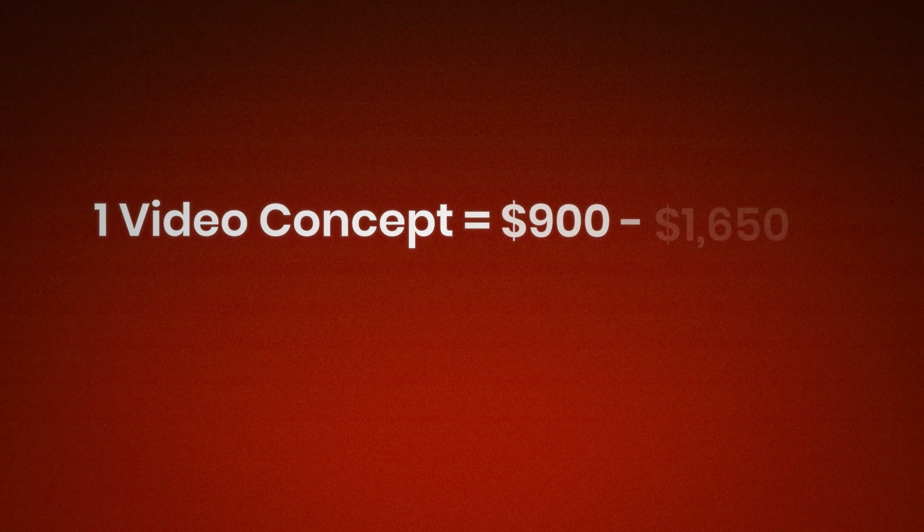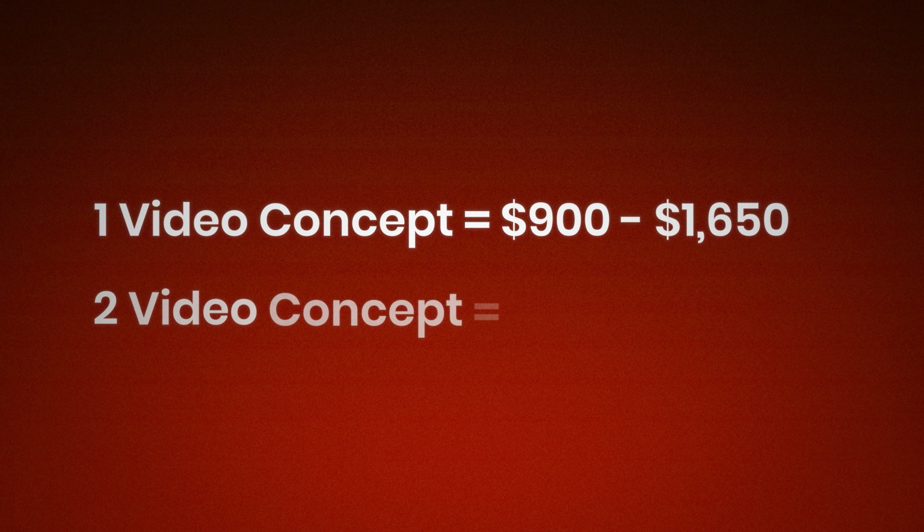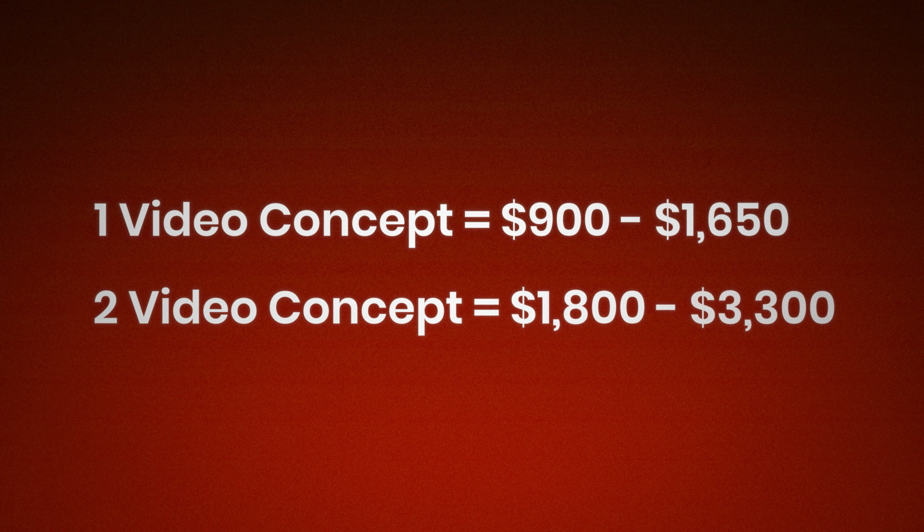Add it all up, and a single video concept is a $900 to $1,650 capital decision. 2 video concepts are $1,800 to $3,300 deployed against an unknown. And that's before you scale to the volume the system actually requires to produce winners consistently. That's why it's key to really understand every single concept you roll out is real money invested. When you frame it that way, the question stops being, did this one win? And starts being, is my system producing enough winners to justify the capital I'm putting in?